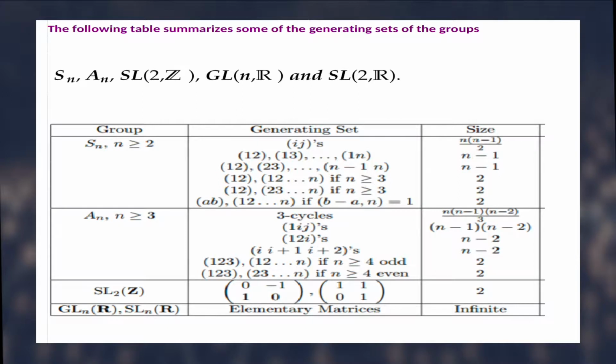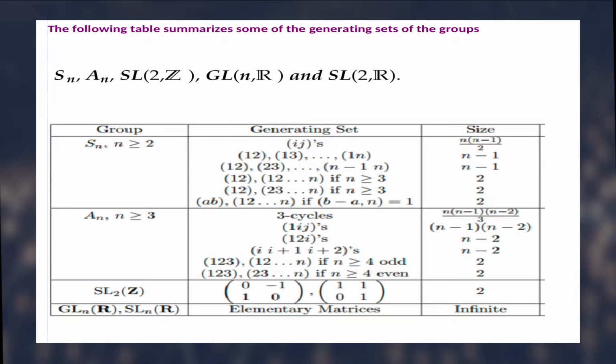Next we see the group A_n, n greater than or equal to 3. If the generating set is all 3-cycles, then the size is n(n-1)(n-2)/3. The 3-cycles (1 i j) give size (n-1)(n-2). The 3-cycles (1 2 i) give size n minus 2.